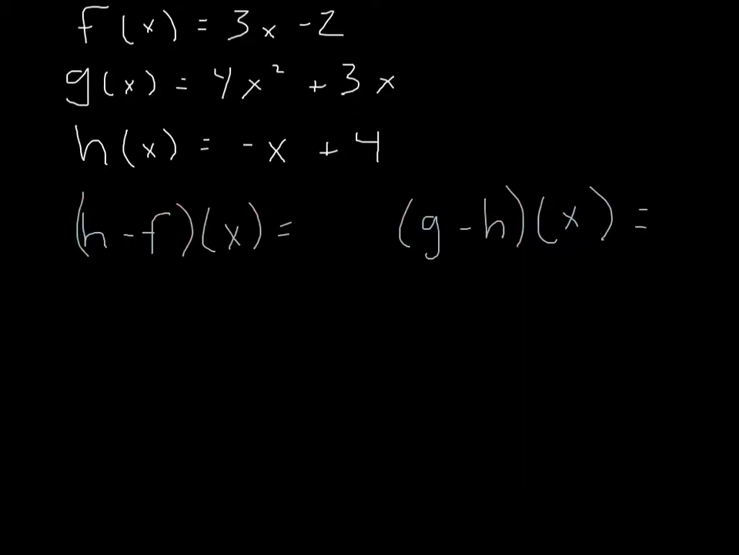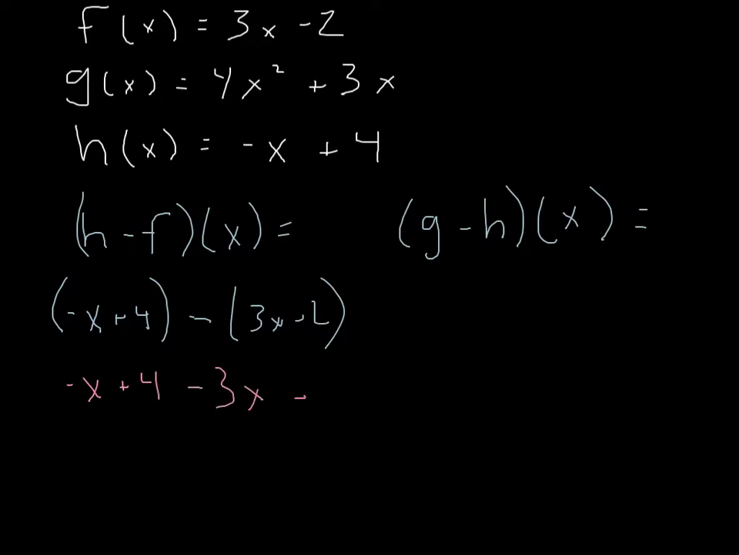With subtracting, it really becomes important that when we write the two functions with the subtraction sign in between them, we use the parentheses to show that they are separate from each other. Because that subtraction sign in front of the second set of parentheses will need to be distributed to both terms inside that second set. So not only does the 3x become negative, but the negative 2 becomes positive, leaving me with a final function of negative 4x plus 6. So f minus h of x is negative 4x plus 6.